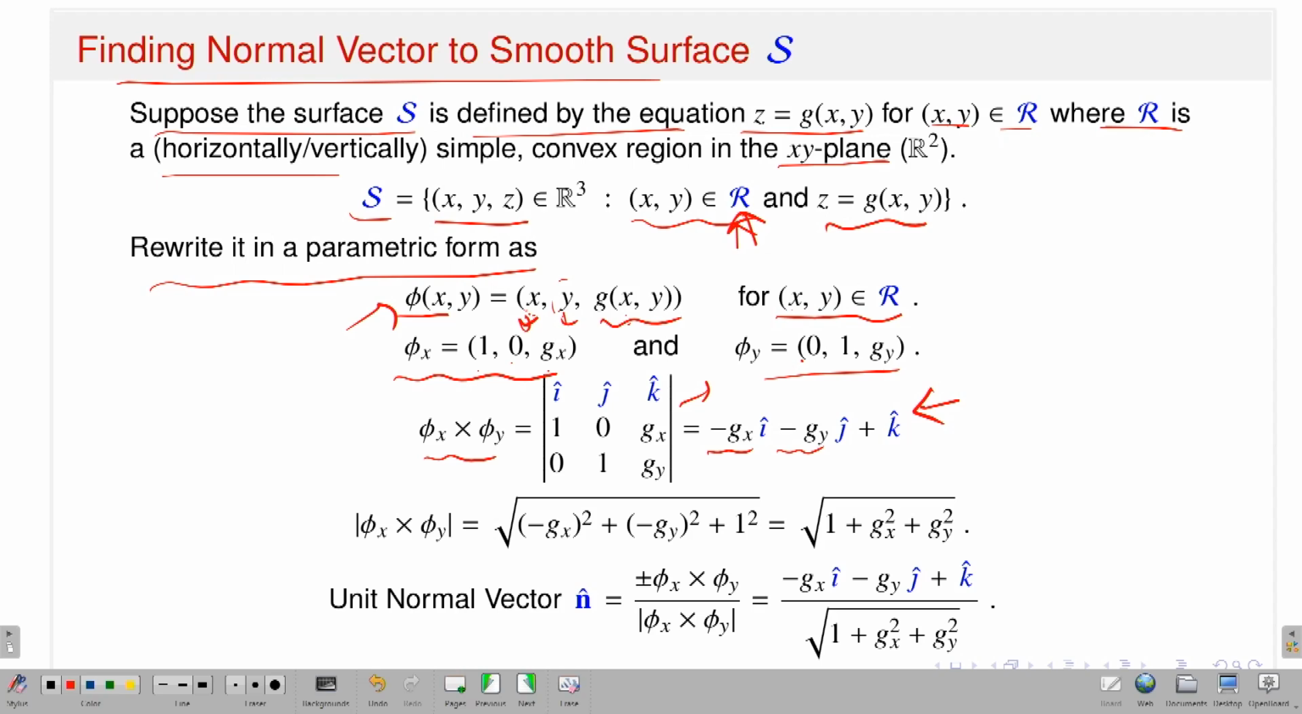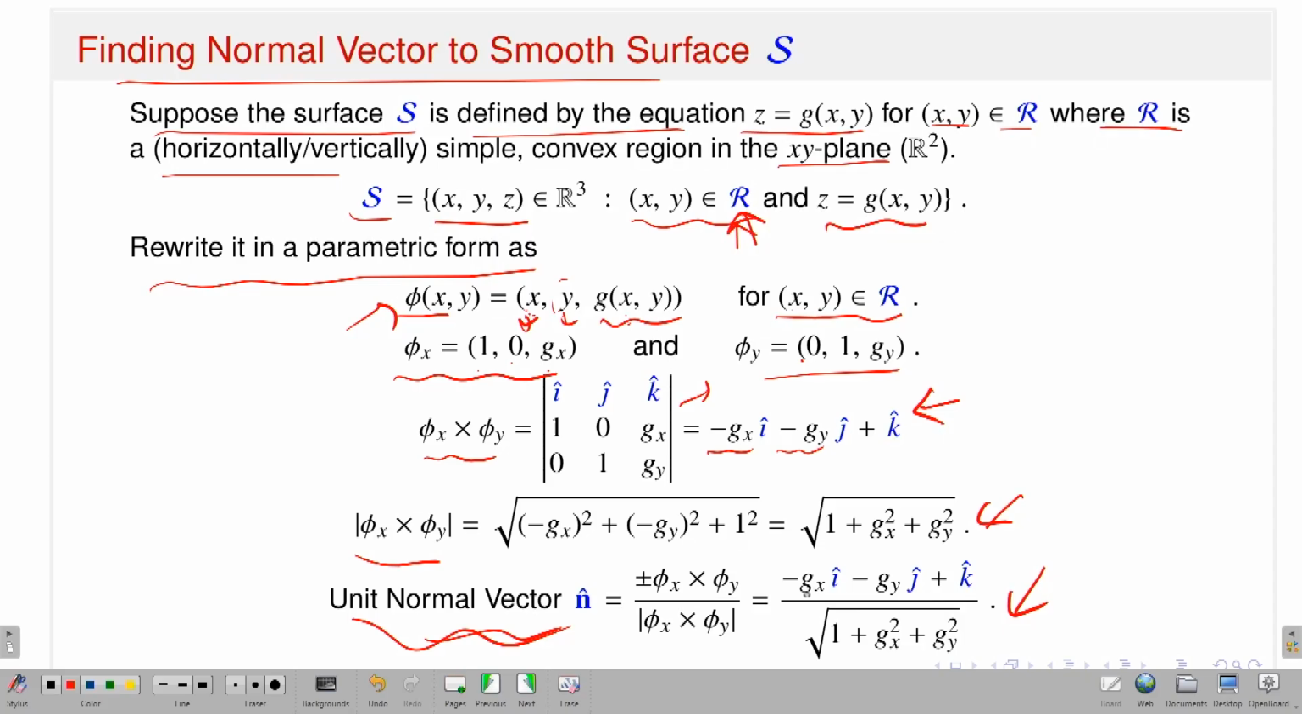Once I have the phi x cross phi y vector, if I calculate the norm, it turns out to be the square root of 1 plus del g del x squared plus del g del y squared. So what is the unit normal vector? Plus minus del phi del x cross del phi del y divided by the norm of del phi del x cross del phi del y, and it is the explicit representation in terms of g. Because if the surface is given in explicit representation, the function g is given. Once you know the function g, you can calculate the unit normal vector n hat. And what is the formula? You have to calculate del g del x, del g del y.